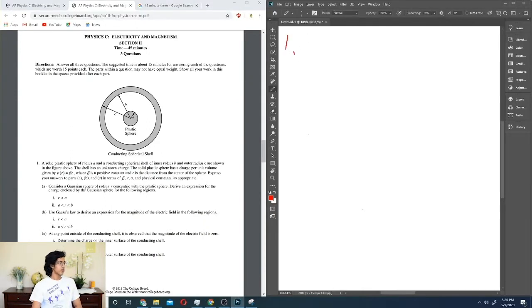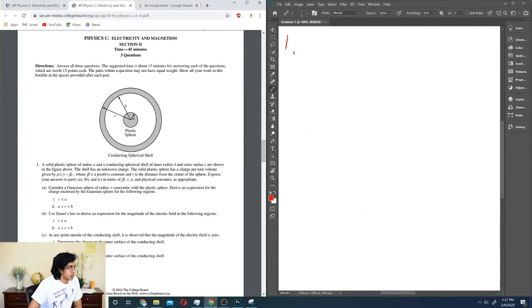A solid plastic sphere of radius a and a conducting spherical shell of inner radius b and outer radius c are shown in the figure above. The shell has unknown charge. The solid plastic sphere has a charge per unit volume given by rho of r equals beta r, where beta is a positive constant. Express your answers for parts A, B, and C. A Gaussian sphere of radius r is concentric with the plastic sphere. Describe the expression for the charge enclosed by the Gaussian sphere. So he just wants the charge enclosed.